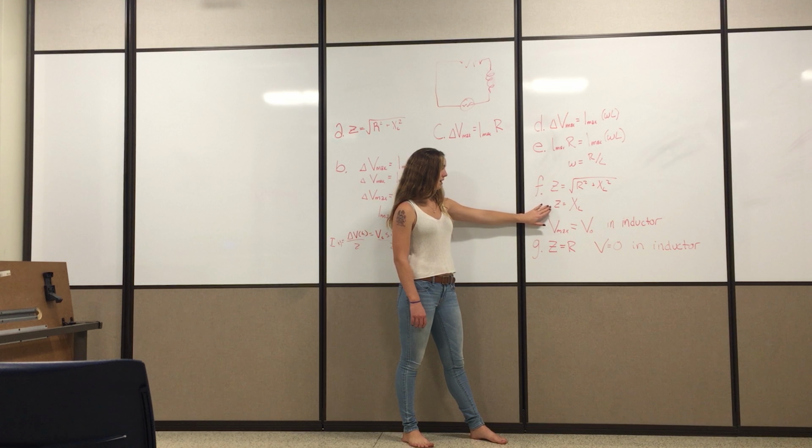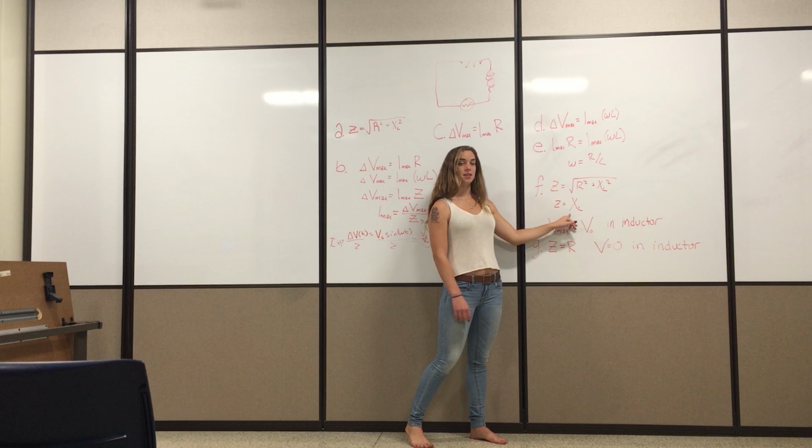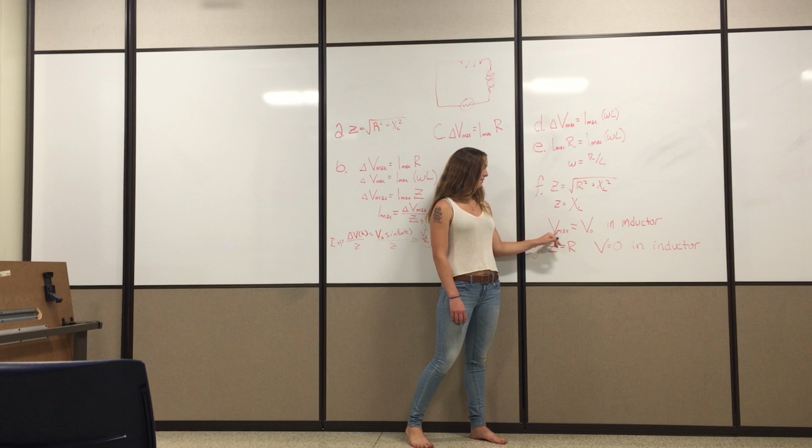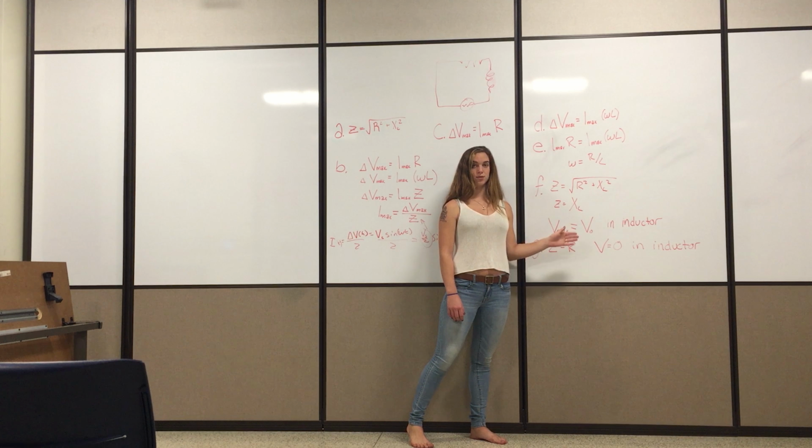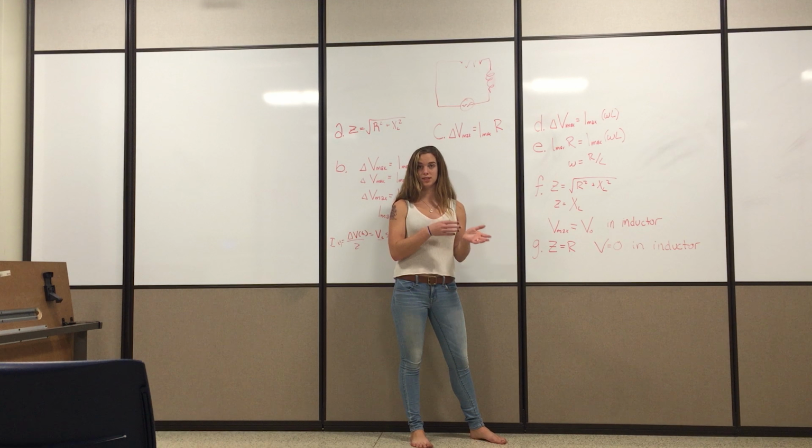And so when we have all the impedance just in the inductor, that means that the V max, which also equals the V naught, is going to be all in the inductor. So in other words, there's no voltage in the resistor, and all the voltage is in the inductor.